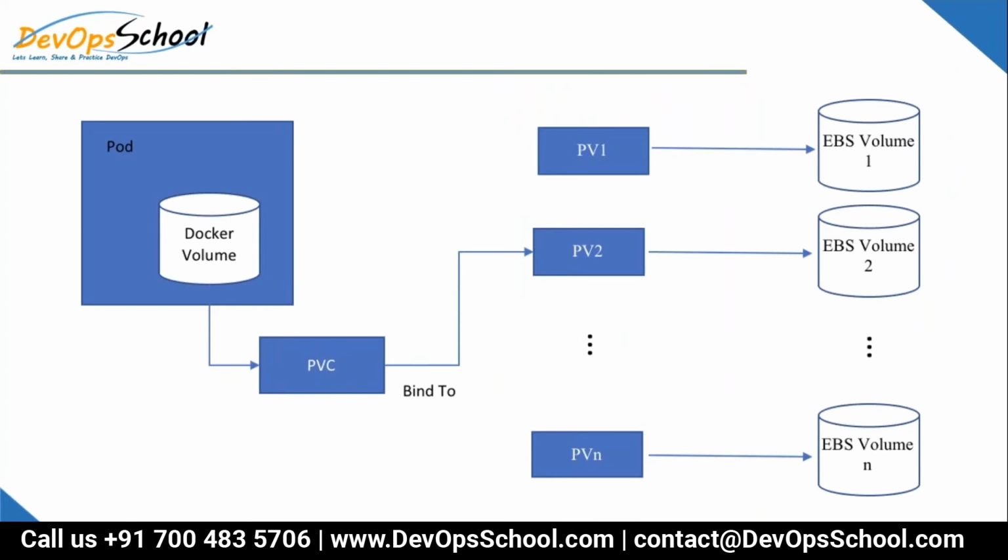Look at this here. In a different way, when you want to create a pod, you request the PVC. When you request the PVC, it looks for the available PVs, and each PV will attach to one of the physical storages. Here in this image, EBS, AWS. Okay, this is the one.